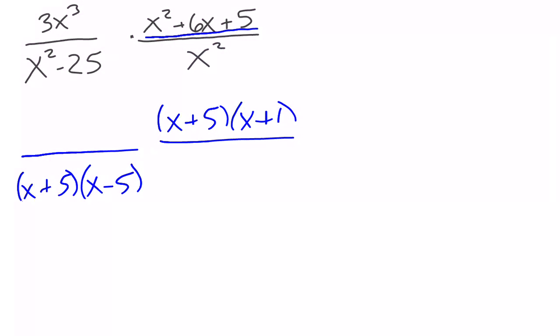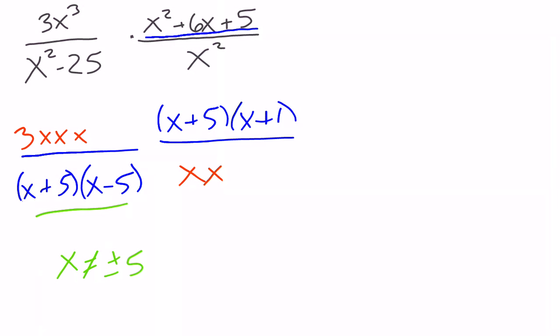Okay? And I really liked what some of you did. You wrote out x cubed as x times x times x. So I'm going to do that. And x squared is x times x. So I'm going to do that. I liked how y'all did that. Okay. So my excluded values are x cannot equal plus or minus 5.